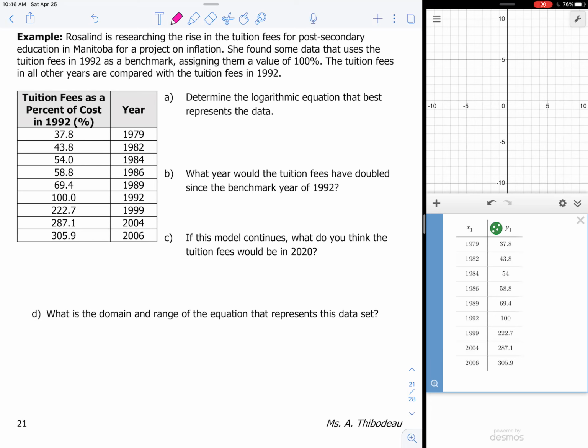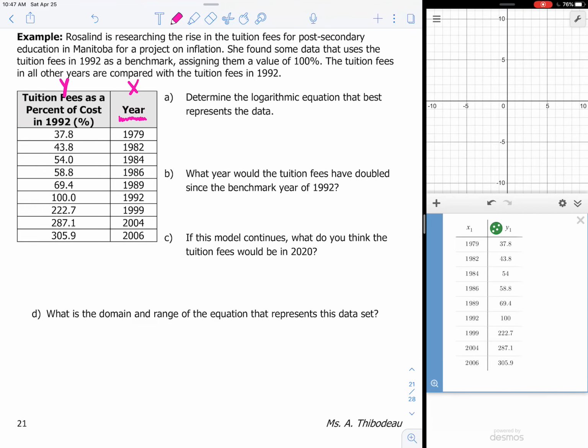When we're talking about what goes on our x-axis, that is always our independent variable. And time always acts as our independent because that is going to continue going on regardless. Our tuition fees, well, that's based on the year it is. Right? So it becomes our dependent variable, which is our y variable.